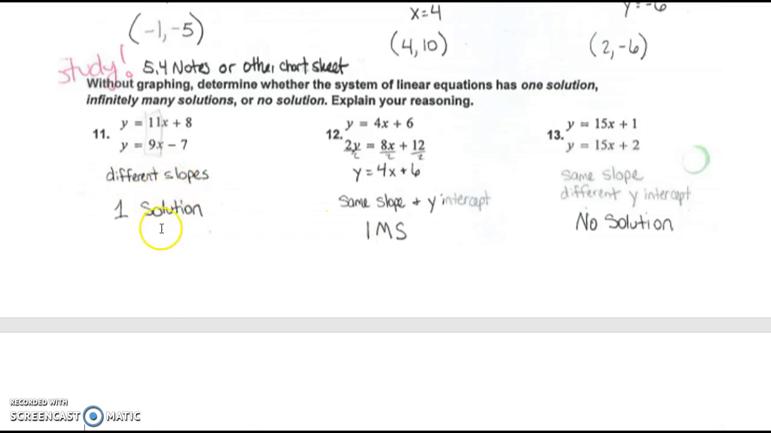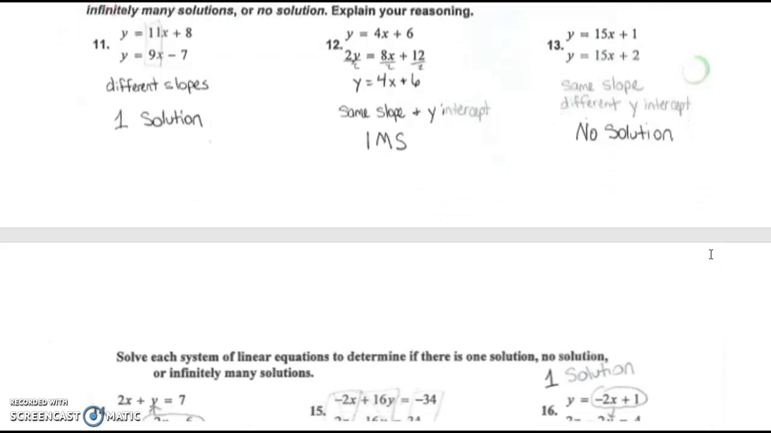Different slope is one. And then you have to understand same slope. You have to also check the y-intercept. If it's the same, infinitely many. If it's different, no solution. Flip it.